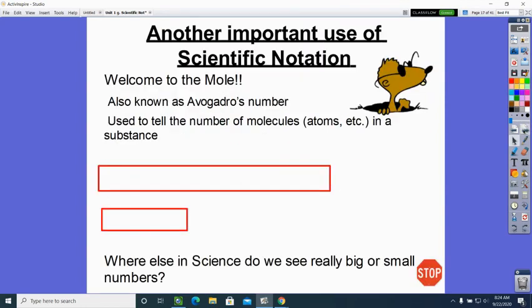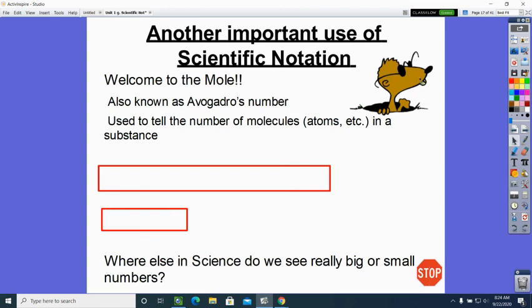So I just want to end. We started with talking about the mass of the Earth. I just want to end with talking about another place that scientific notation is used. And I'm going to welcome you to a term which is called the mole. It also has another name called Avogadro's number. Avogadro is the guy who discovered it. If I had discovered it, it would have been called Woodruff's number. It's just somebody's name. And there's kind of a nickname for it called the mole.